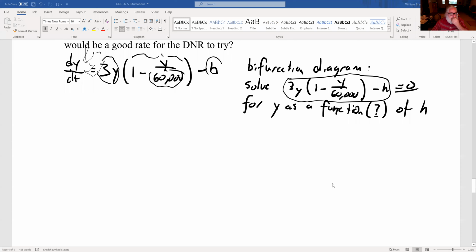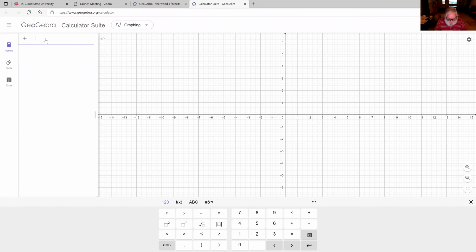So I'm going to use x for h, right? Because GeoGebra likes everything as x's and y's. I want h to be my horizontal axis. So what I want to graph is 3y times (1 minus y divided by 60,000) minus x. Not inside the parentheses. Minus x. Remember, x is my harvesting thing, equal to 0.